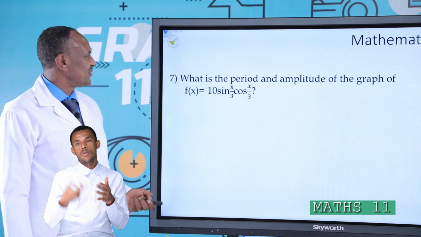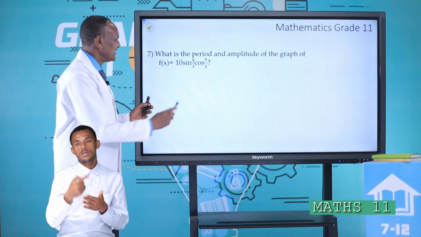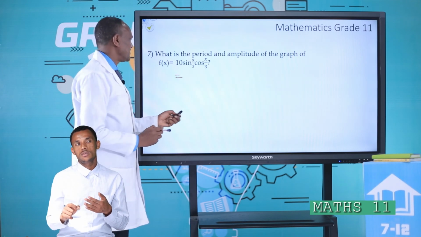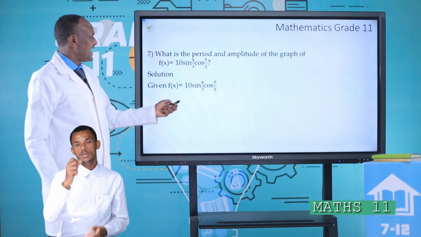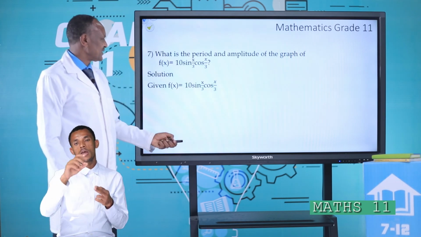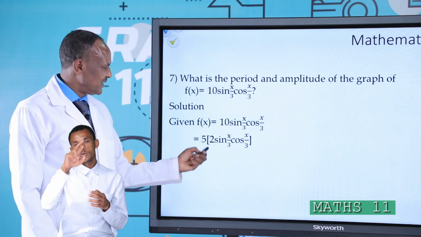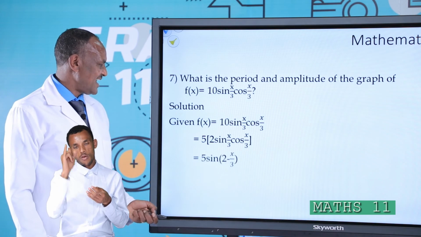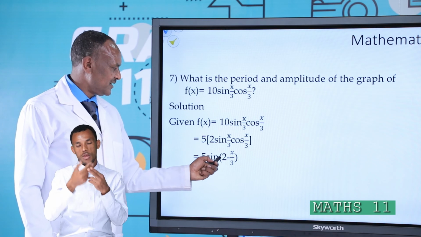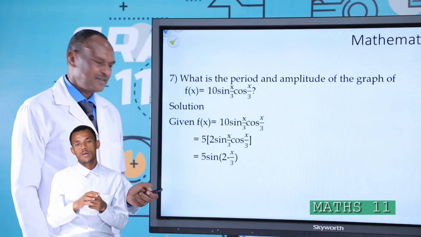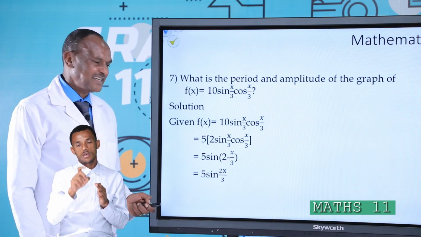When you are looking at the last one, what is the period and amplitude of the graph of the function? This could be written as 5 times sine of x over 3 multiplied by cosine of x over 3. But the square bracket one gives the identity of a double angle. So you have 5 times sine of twice x over 3. So you have 5 times sine of 2 over 3 x.